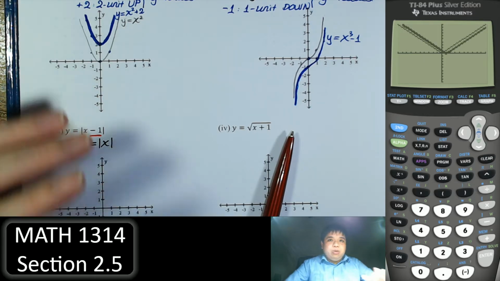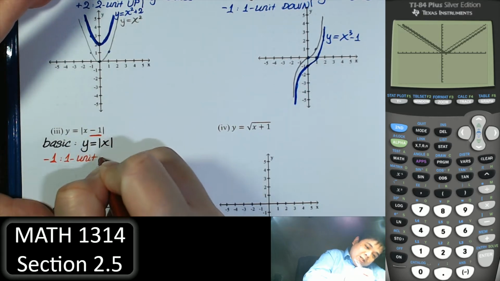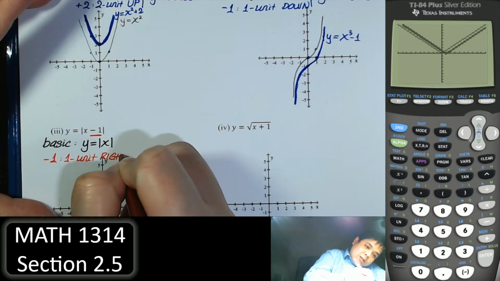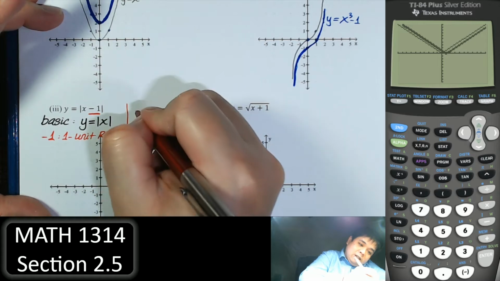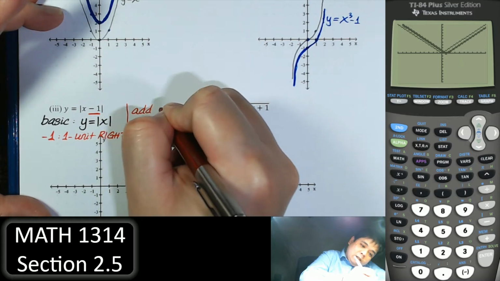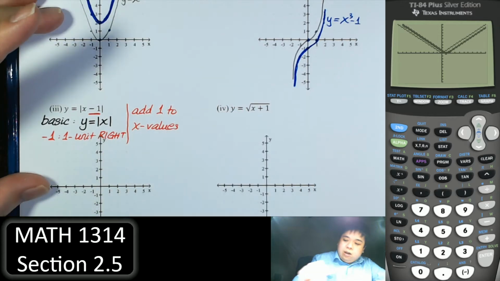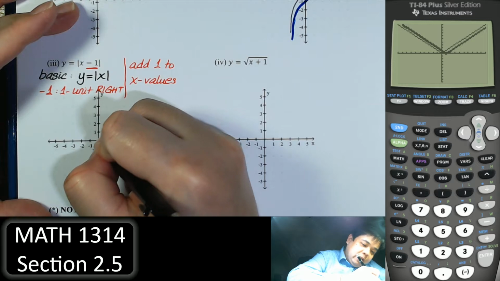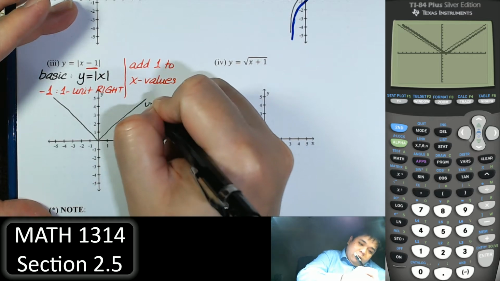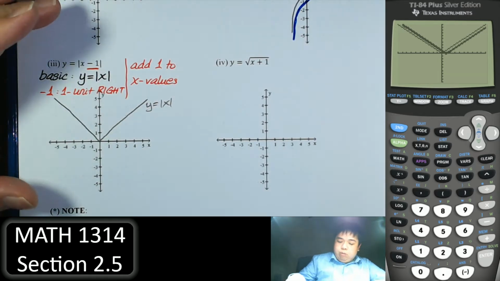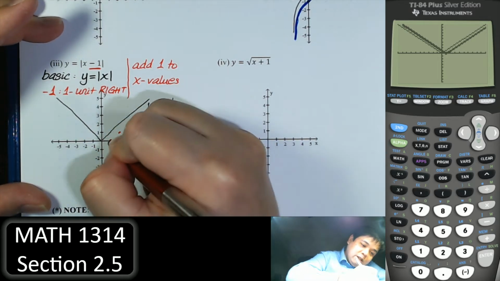So let's move 1 unit to the right. If we move 1 unit to the right, we're just going to add 1 to the x values. So I have a V for absolute value of x. I will move 1 unit to the right, so 1 unit to the right, 1 unit to the right.